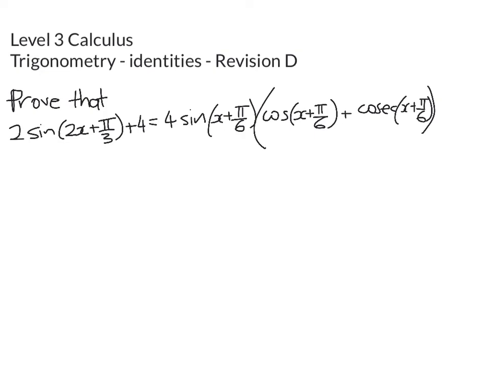This is another identities task from the revision sheet that we've given you, and this is from task D. So we're going to look at this thing here. Right, so we want to prove that 2 sine of 2x plus pi on 3 plus 4 is equal to all of this. As I've said in the task C video, when we do proofs, we can choose whether we go from the left-hand side to the right-hand side or the right-hand side to the left-hand side.